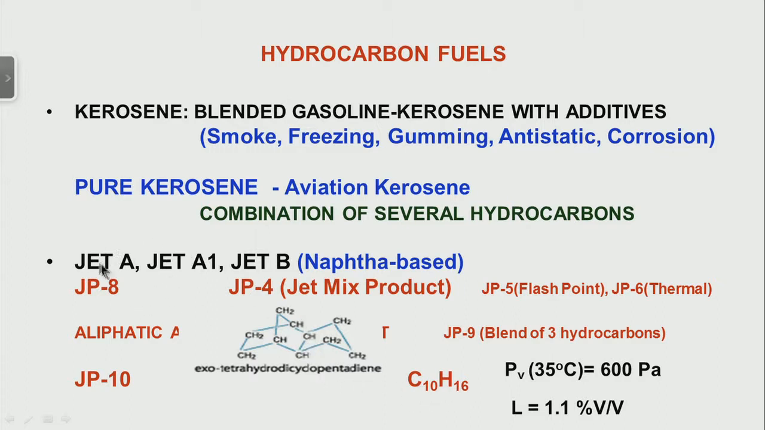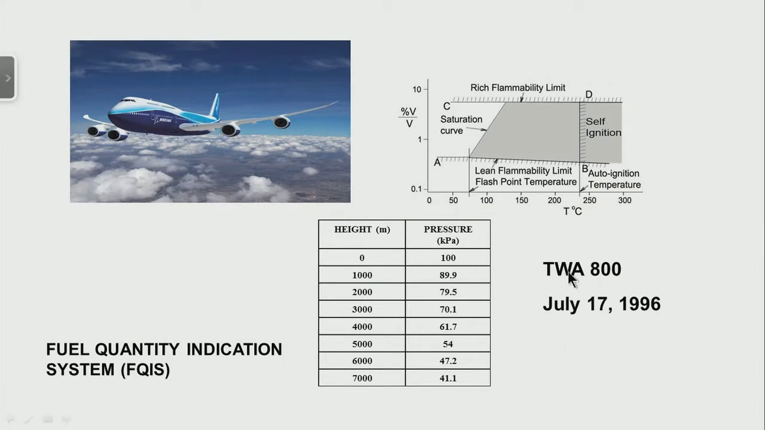The type of fuel we are talking of is Jet A, Jet A1, for which we can say the vapor pressure at 35 degrees is approximately 600 Pascal, and the lean limit of the mixture of kerosene vapor in air is something like 1.1% volume of kerosene divided by volume of mixture. Therefore, maybe we will take a look at these properties. Hydrocarbon fuels are used in aircraft, of which the property we are interested in is the vapor pressure corresponding to the ambient temperature. Since it is a summer month over New York, the temperature is around 35 degrees centigrade, at which the vapor pressure is 600 Pascal. Now we go back to the previous slide and ask ourselves, what could have happened?